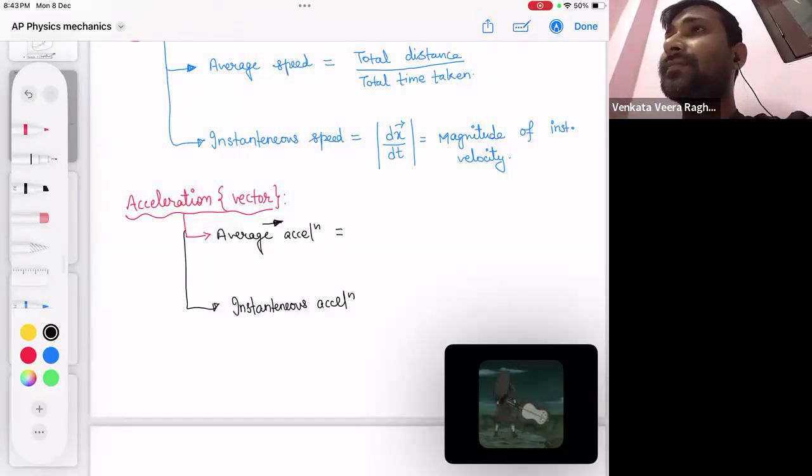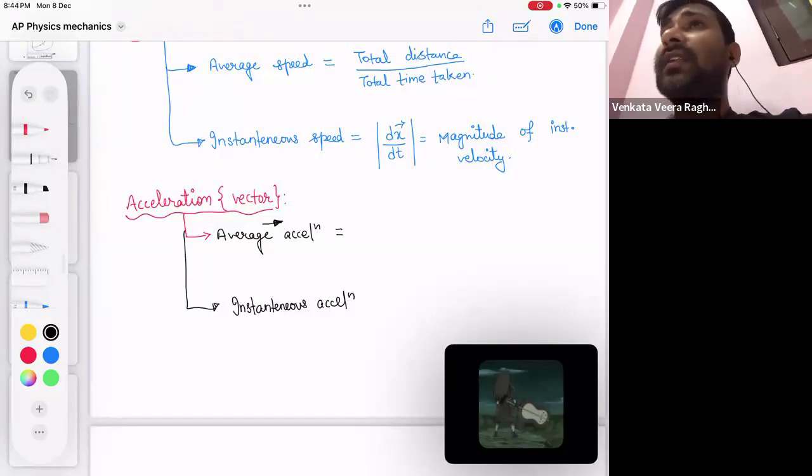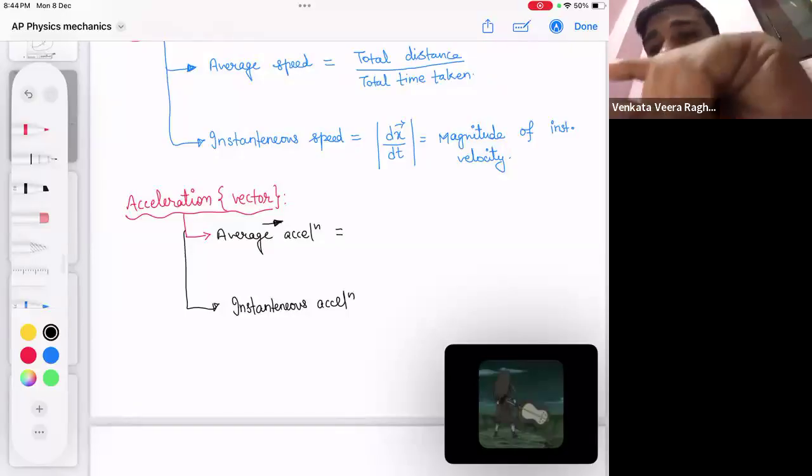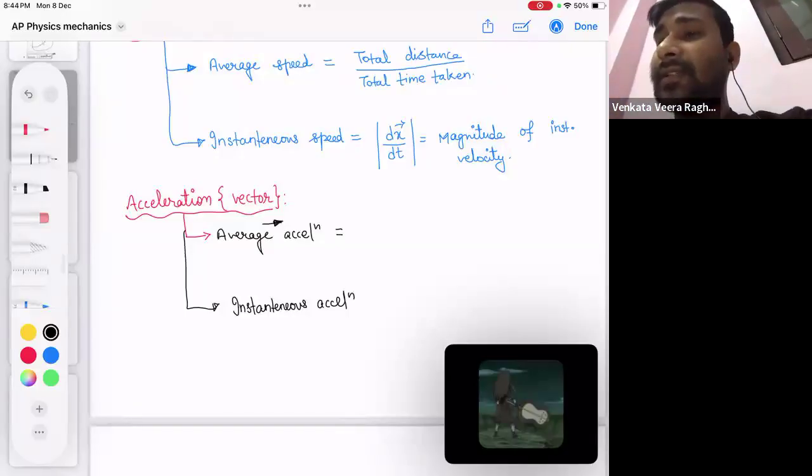Is that clear? A different type of acceleration will come when we go to the next chapter, like centripetal acceleration, tangential acceleration. A different type of acceleration has a different role. But what is the single line about acceleration? It changes the velocity. The moment I say the particle has acceleration, its velocity must have been changing. Understood?